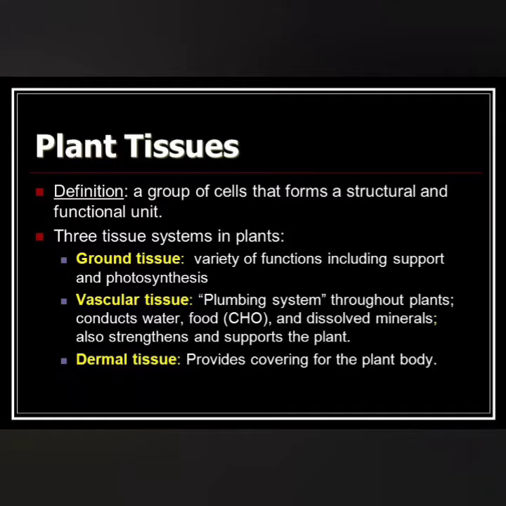So, what is the definition? A group of cells that forms a structural and functional unit of the entire plant body. Three tissue systems are found in plants: ground tissue, with a variety of functions including support and photosynthesis. Vascular tissue, the plumbing system throughout the plant, conducts water, food and minerals, and also strengthens and supports the plant. And dermal tissue provides covering for the plant body. It is also known as the epidermis of the plant body.